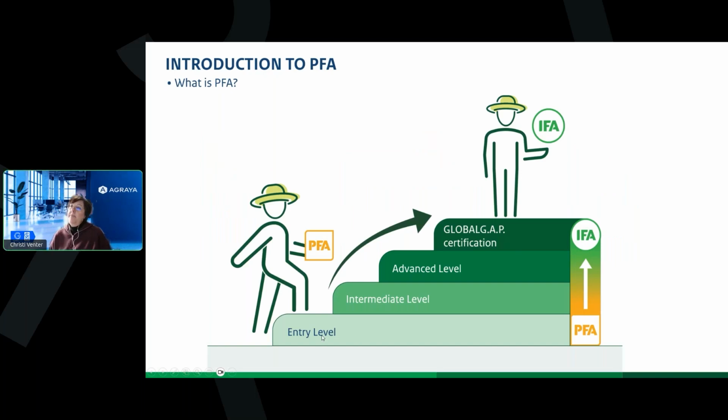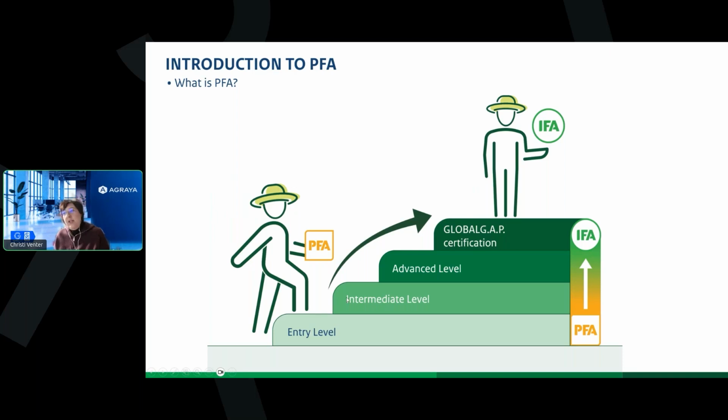Now, here is the entry level, intermediate level, advanced level. So the producer or producer groups can then start at the lowest level. The lowest level is a little bit less documentation orientated. They are only recommendations. It's more like what is happening concretely. You know, is there a pesticide store? Are there fertilizers, and how are they handled? So it's more the hands-on that we try to have at the entry level.